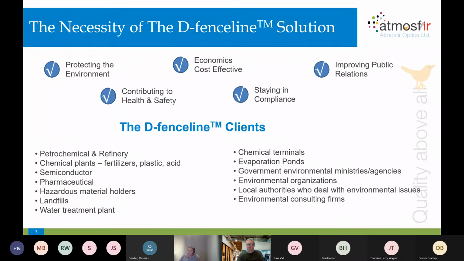So why should we use it? First of all, it will improve your environmental impact. It will contribute to your health and safety. We can prove it's economic and cost effective. It will help you stay in compliance. You will find a problem before the regulator, or, as we discussed before, before the satellite will go, or before the passive sorbent tube will find the leak. And it will improve your public relations.